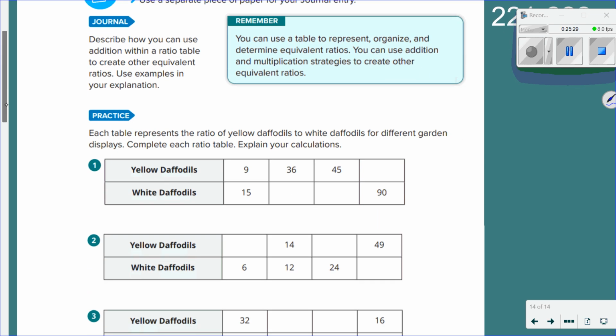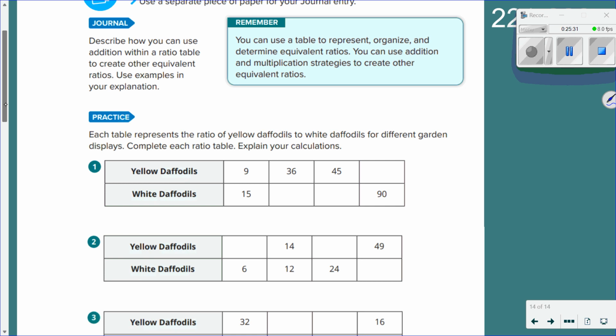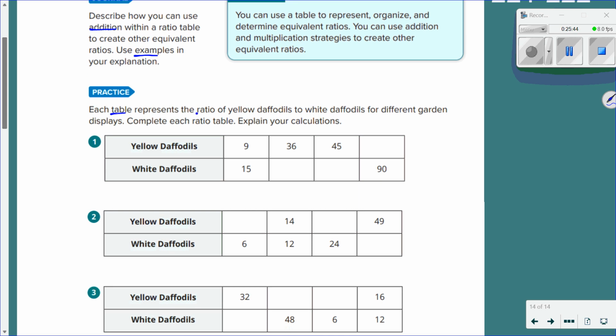Okay, describe how you can use addition within a ratio table. Use examples. So I've given you plenty of examples in our homework, or in the work we did. Feel free to use an example from that. Each table represents a ratio, yellow to white. Explain your calculations. That's showing your work, guys.